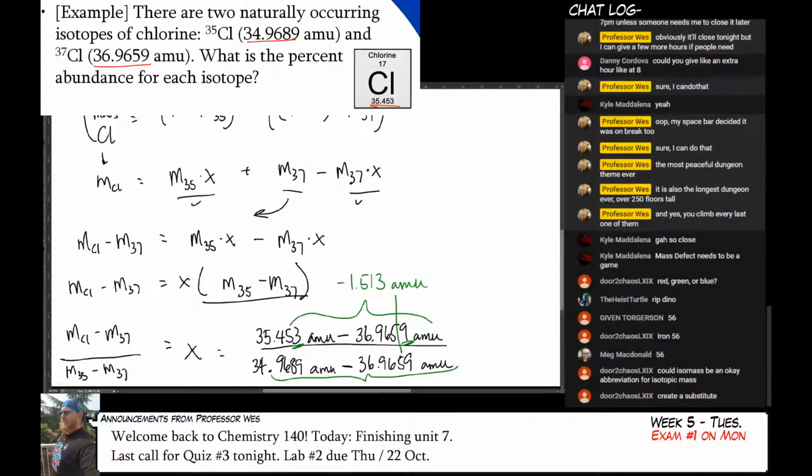I'm going to do the same thing for the bottom, but these both go to the 10,000ths place, so I get to keep all those numbers. 34.9689 minus 36.9659, I get negative 1.9970 AMU. And then finally, I just take this number and divide it by this number.